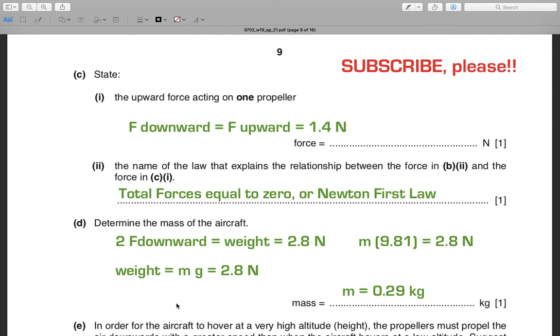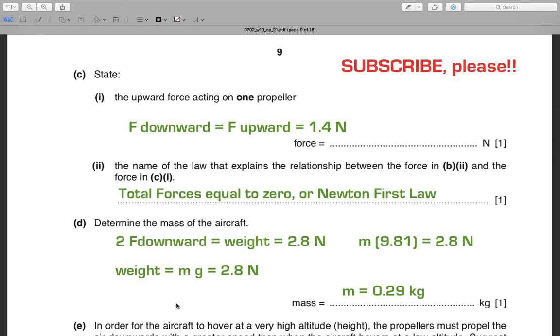Yes, continue. Question C. The above force acting on one propeller. Same thing actually, because this is constant speed, so total force equals zero. But this is actually the next question. We can say that force downward equals force upward, equal to 1.4, as we got in the previous question. Yeah, 1.4.